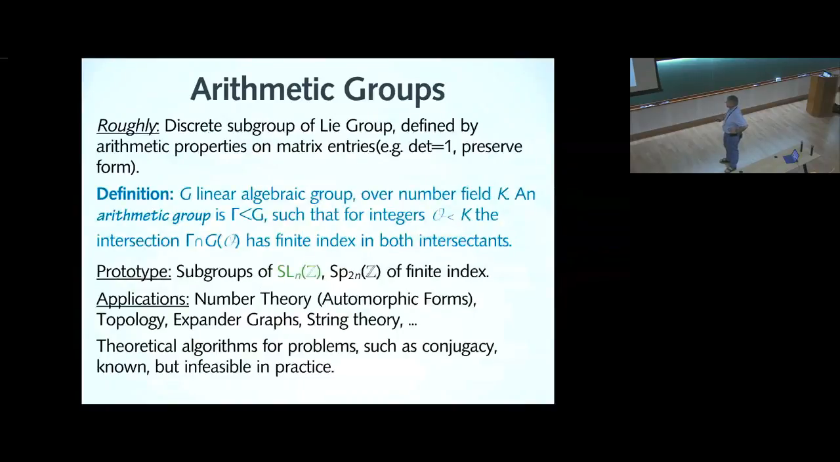Yeah, there is a more formal definition, but basically for this talk, what you should think of is subgroups of SLNZ or SP2NZ of finite index. And I will actually have, in this case, that n is at least 3, because for 2 things behave a little bit different.